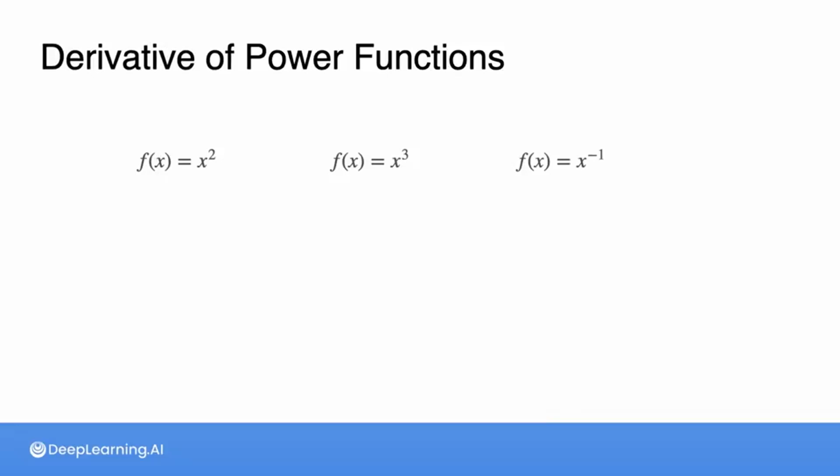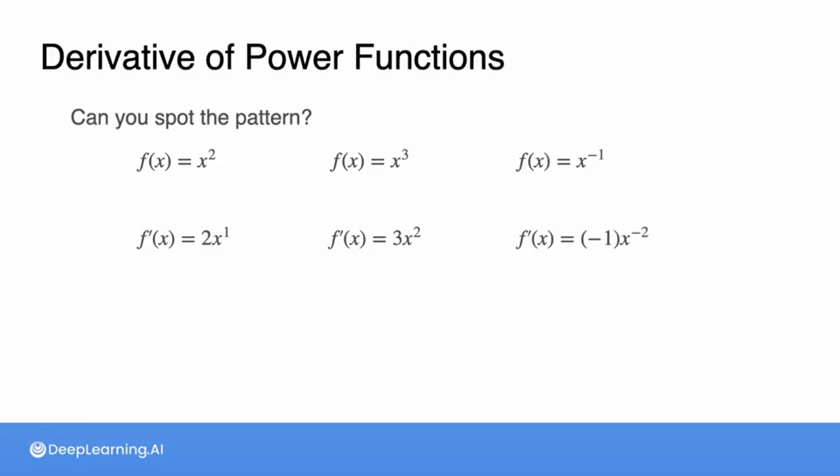The derivative of x squared, x cubed, and x inverse we've already calculated. The first one is 2x to the 1, the second one is 3x squared, and the third one is minus 1x to the minus 2. Now, can you spot a pattern? These three actually follow a really nice pattern. And that works for any power function.